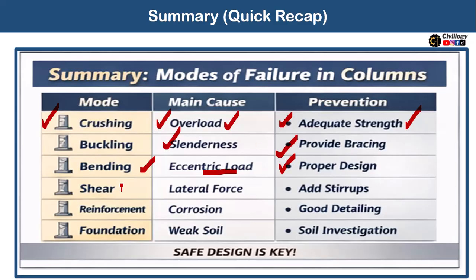The fourth mode of failure is shear, which is due to lateral force, and by adding lateral reinforcement like stirrups, you can avoid this failure. The fifth mode of failure is due to reinforcement problems. The main problem is corrosion. So by using corrosion resistant materials, you can avoid this failure. The sixth type of failure of column is foundation. It is mainly due to weak soil, and proper soil investigation can avoid this type of failure in column.